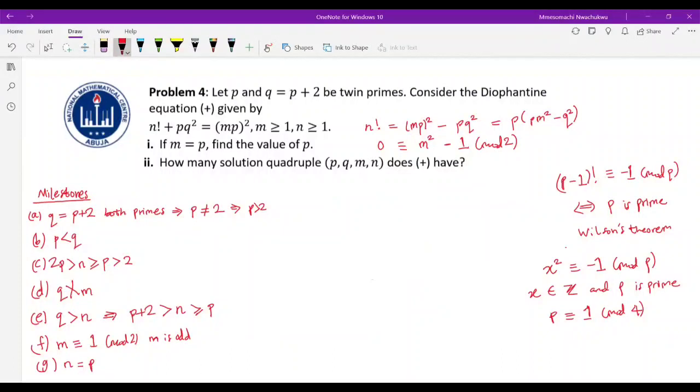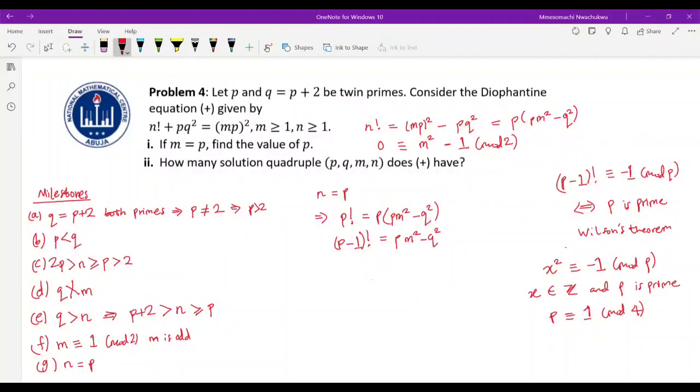So we have n is equal to p. What does this imply? This implies that p factorial, so we'll just replace quickly with p factorial, is equal to p into pm squared minus q squared. So we can divide both sides by p, and we get p minus 1 factorial. Once you have a prime factorial, you want to get that prime minus 1 factorial because you can quickly apply Wilson's theorem. So equal to pm squared minus q squared.